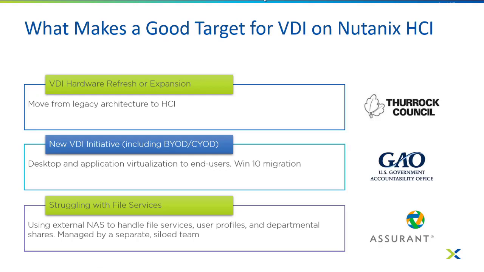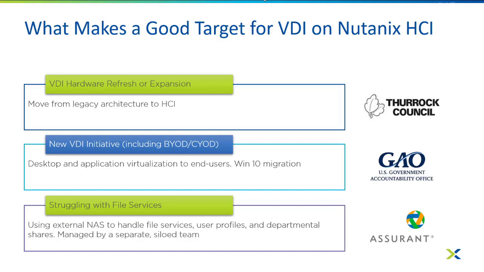Some of the targets, again, the differentiation between on-prem and cloud-based solutions. This isn't applicable just to business continuity for the climate that we see today. It's actually applicable to business continuity, whatever is happening on the planet. So VDI, hardware refresh or expansion. Again, moving from legacy architecture to hyper-converged infrastructure. Nutanix is a perfect fit for that. I wouldn't say a good fit, I'll say a perfect fit for that.